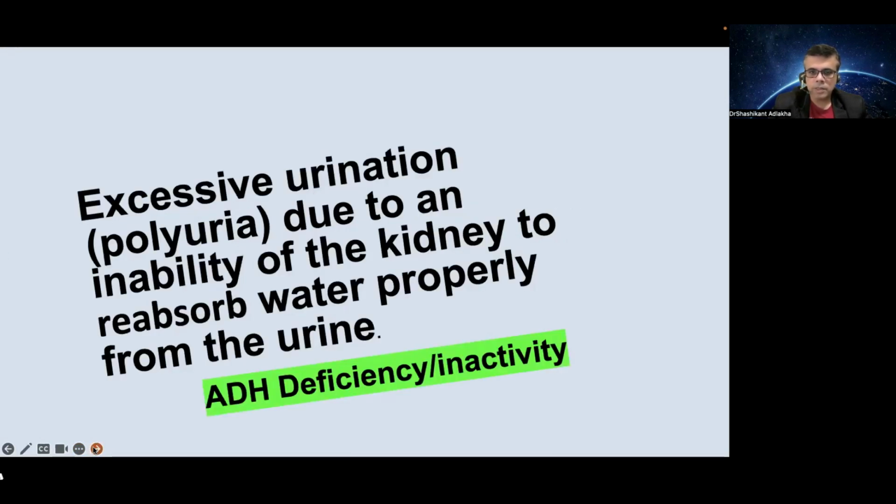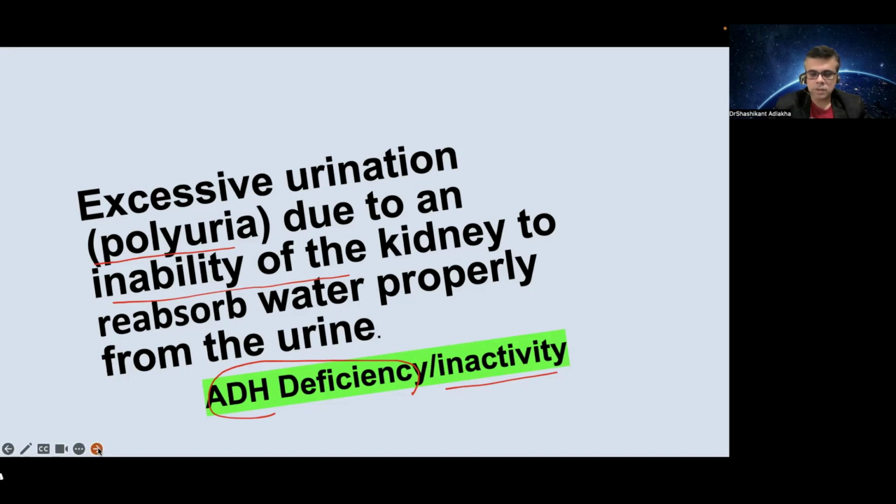What is diabetes insipidus? Diabetes insipidus is an important clinical lesion that needs to be differentiated from diabetes mellitus, both of which can produce polyuria and even polydipsia as well. Here there is an inability of the kidney to reabsorb water due to either ADH deficiency or ADH inactivity. So in diabetes insipidus, the prime pathogenesis factor is that either there is a complete or partial deficiency of ADH, or there is lack of action of ADH.